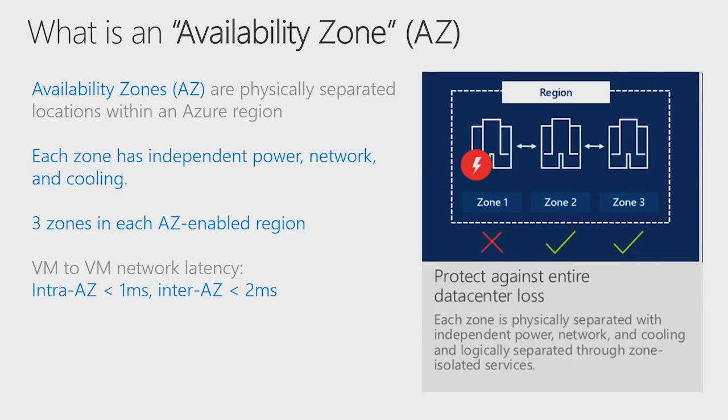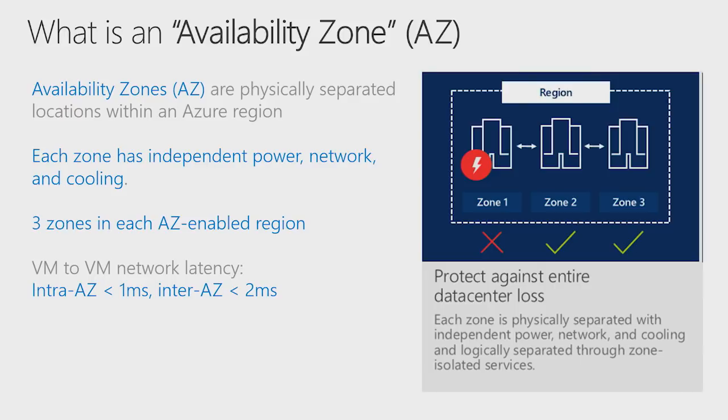Each zone has its own independent power, network, and cooling, and so if one of these zones goes down, your application, if it's configured to run across all three, would continue to run. With Service Fabric, this is fairly simple to set up by configuring an ARM template. Now, there are 3 zones in each Azure availability zone enabled region.